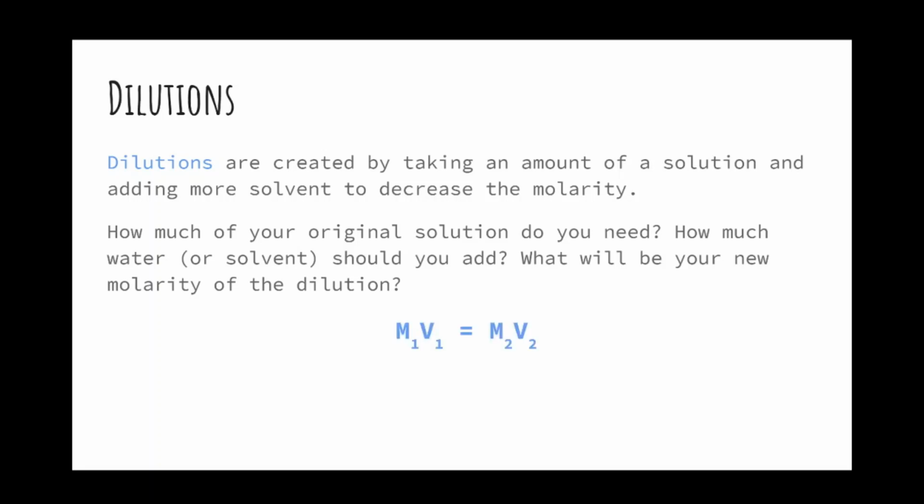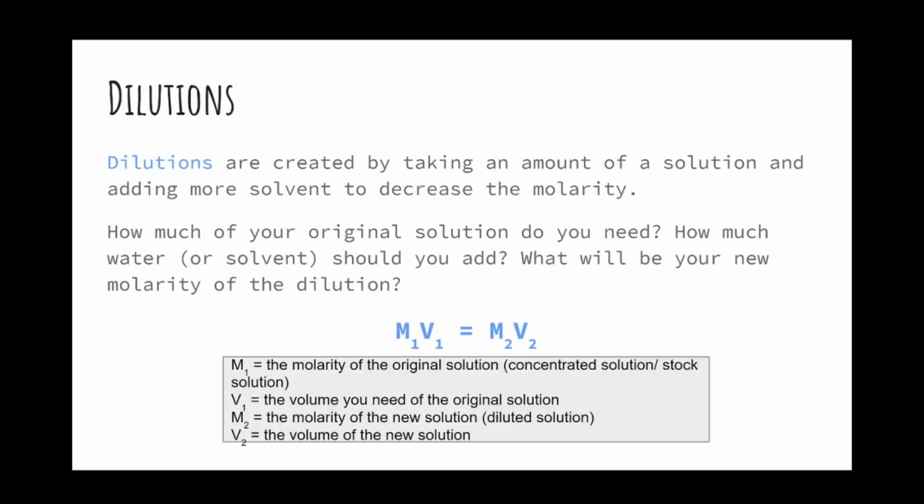M1V1 equals M2V2. Let's break apart what each of these variables represents. M1 is the molarity of your original solution. Your original solution might be called your concentrated solution. It might also be called your stock solution.